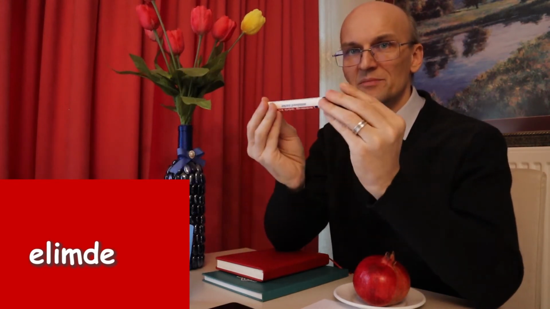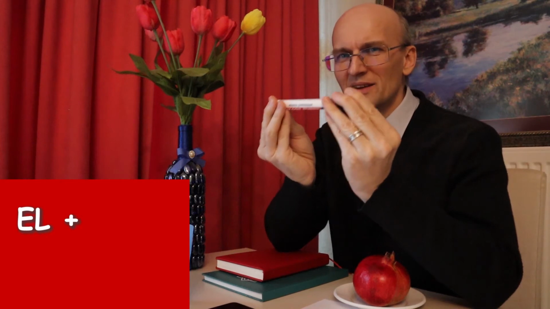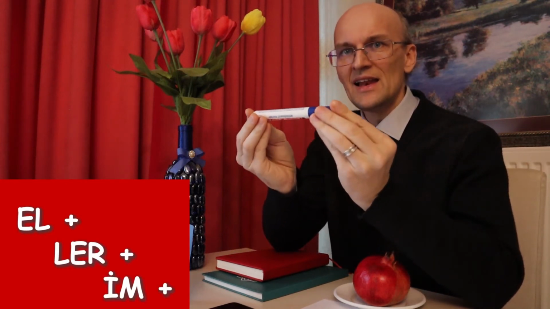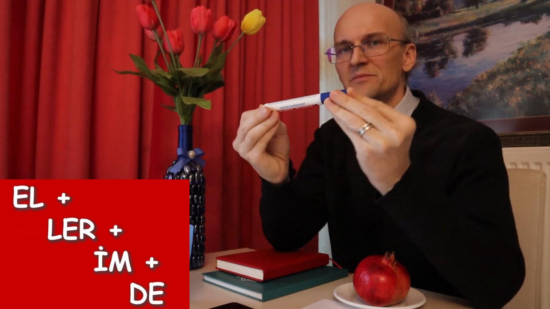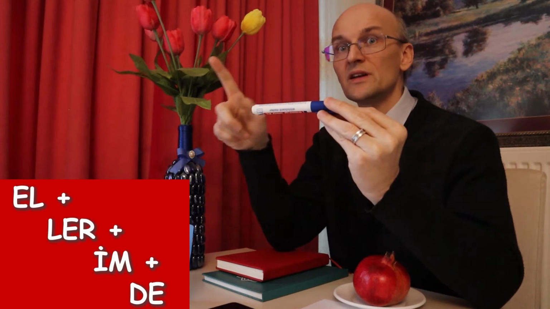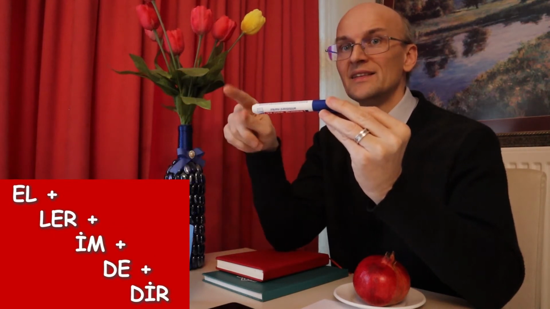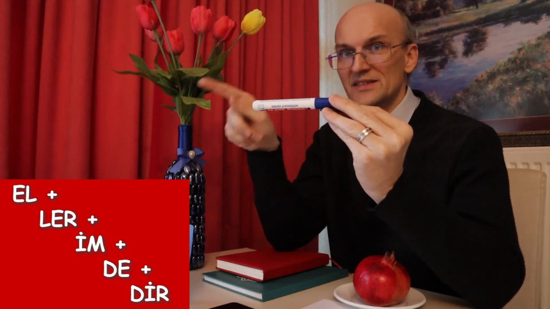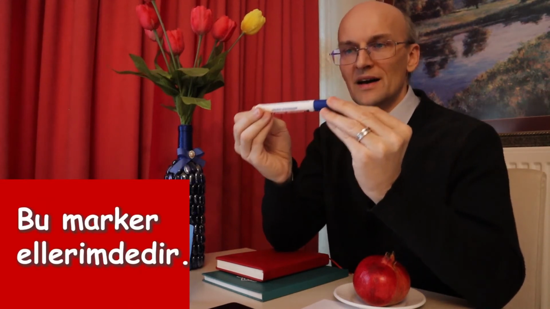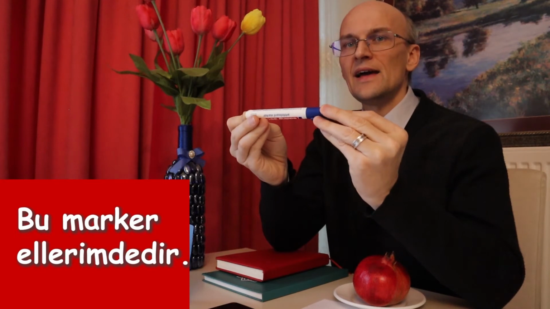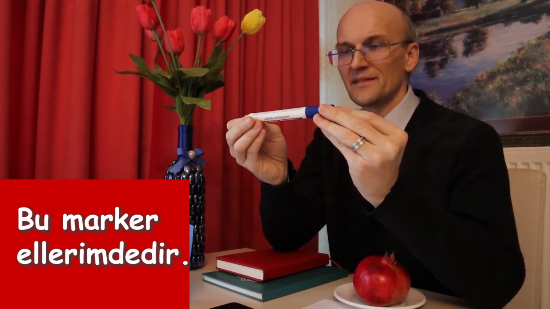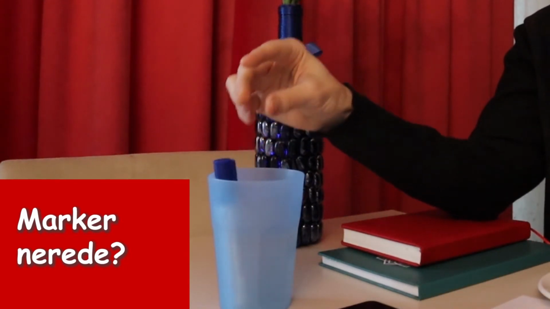Or I can say it's in my hands. Then I need to add plurality to the word el, hand. Ellerimde, in my hands. See, here we are using three suffixes and we can even put the fourth one, dir, in the end. It is in my hands. Bu marker ellerimdedir.